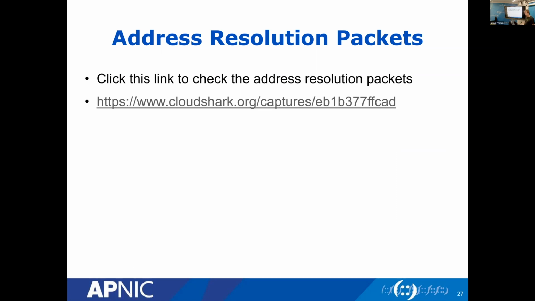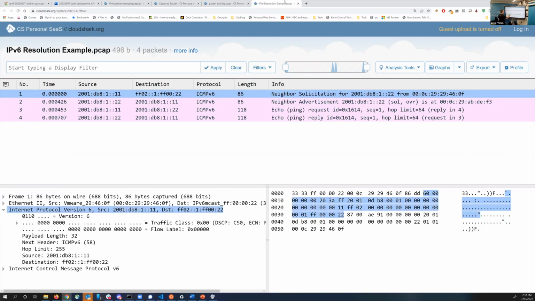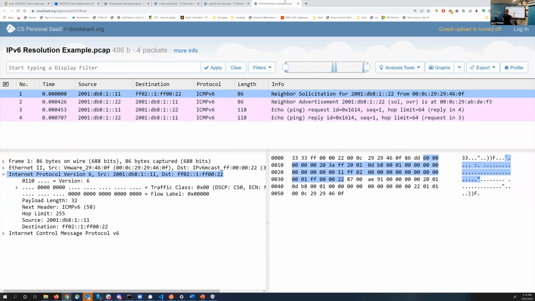I have time to go through this, so let me quickly open this one up. So here's our neighbor solicitation path. Resize this as I can. Lovely.